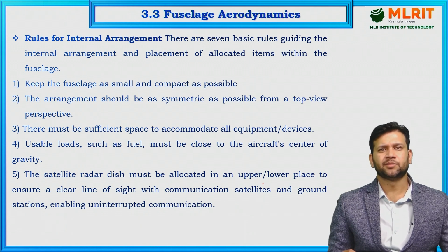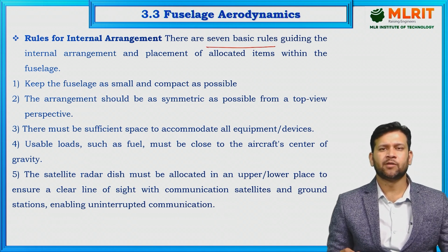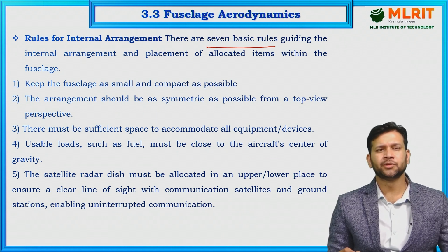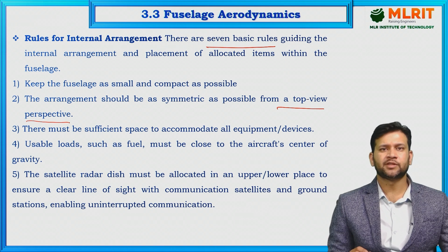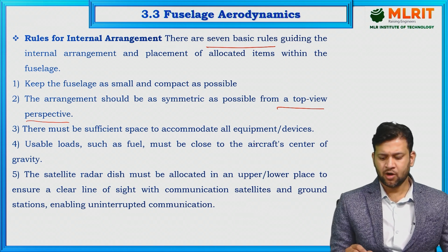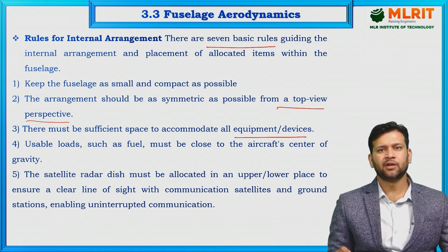Rules for internal arrangement. There are 7 basic rules guiding the internal arrangement and placement of allocated items within the fuselage. First and foremost, keep the fuselage as small and compact as possible. The arrangement should be as symmetric as possible from a top view perspective. There must be sufficient space to accommodate all equipments and devices. Usable loads such as fuel must be close to the aircraft's center of gravity.